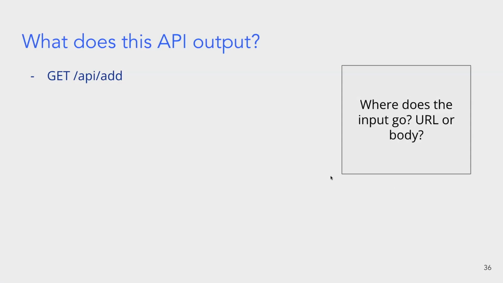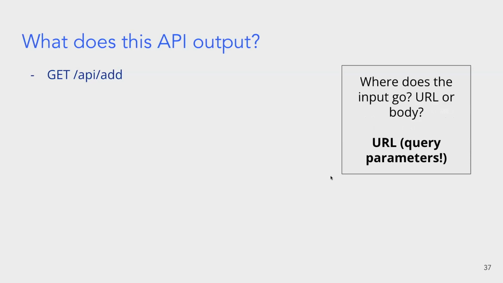So first things first, where does the input to this API go? In the URL or in the body? I think that it's going to end up being in the URL. The reason why is because with GET requests, you don't use the body, you only use the URL for query parameters. The body is not actually observed in a GET request, only in a POST.